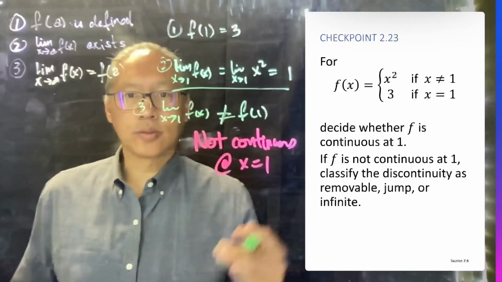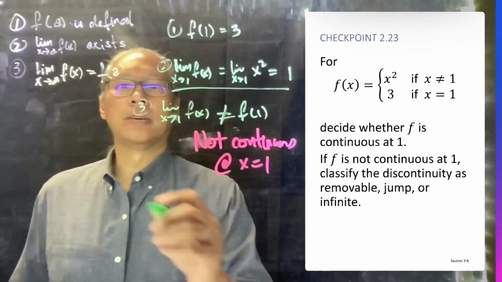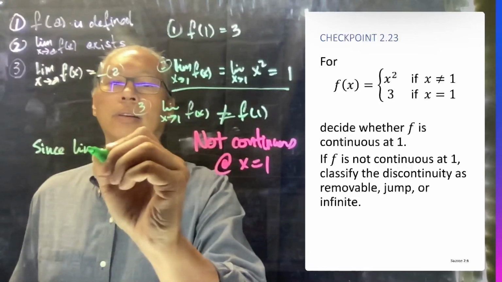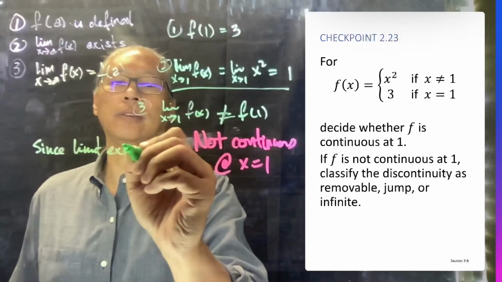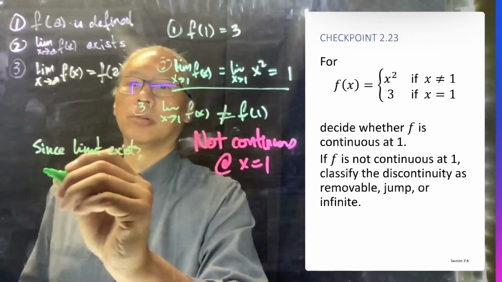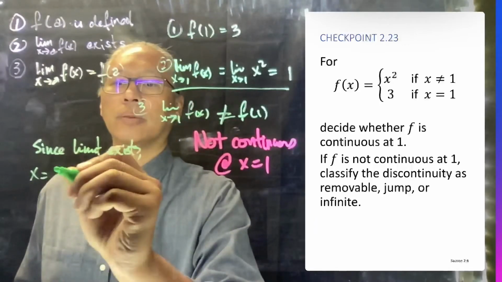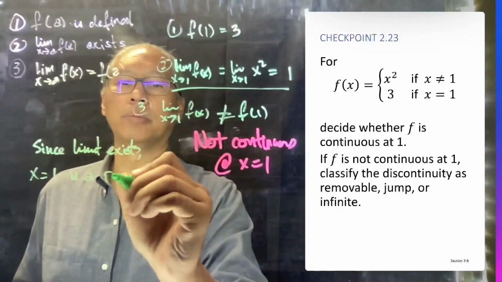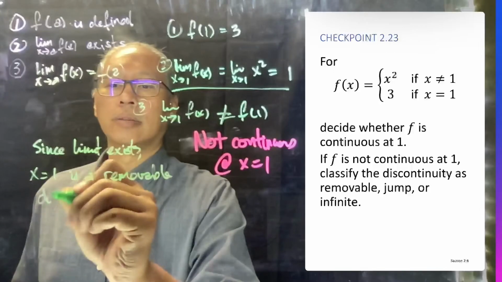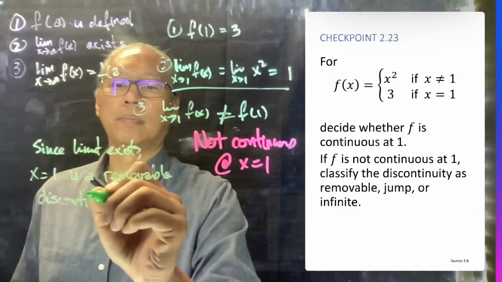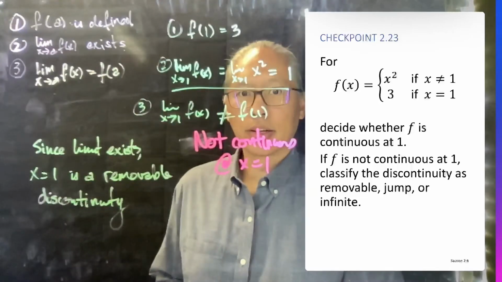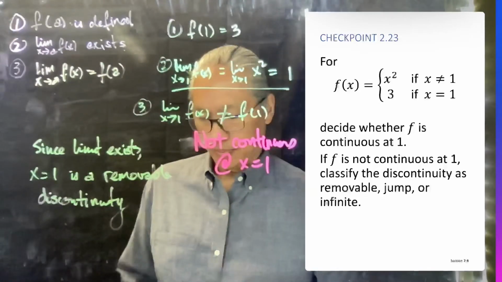And so since the limits exist, we know that this is a removable discontinuity. x equals 1 is a removable discontinuity, which means you can remove the discontinuity and make it continuous by doing something else.